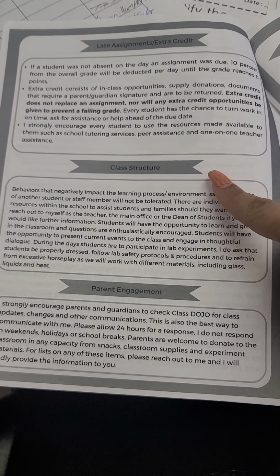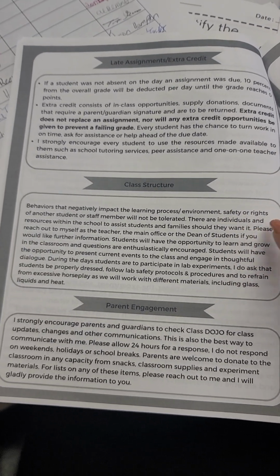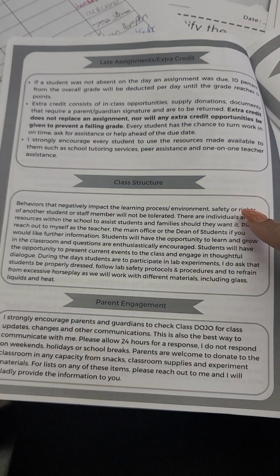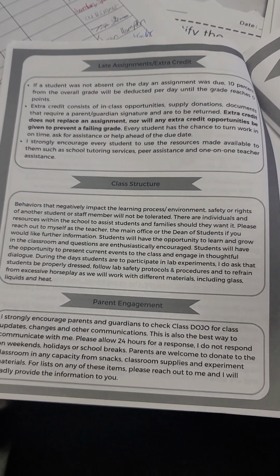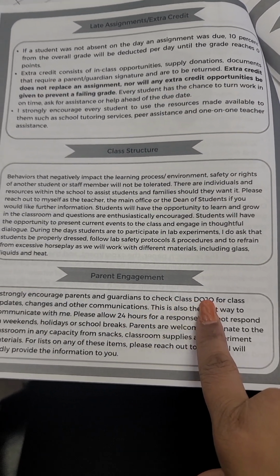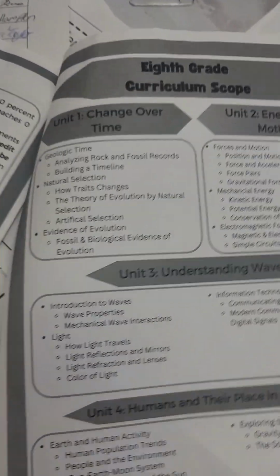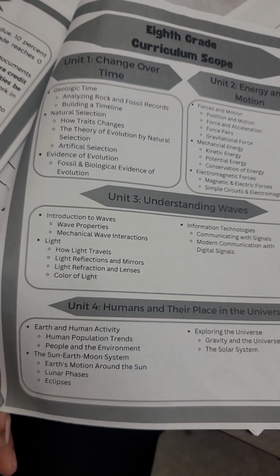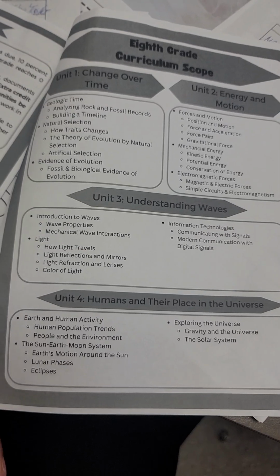Class structure: we just go over some behavior norms and things that are not norms. We talk about what we should and shouldn't do in both my lecture class and my lab because they are separate. Parent engagement: I do let parents know that I use Class Dojo to communicate, so please make sure you check for that. We have our curriculum scope, and this is just saying all of the information that we'll go over textually throughout the school year.